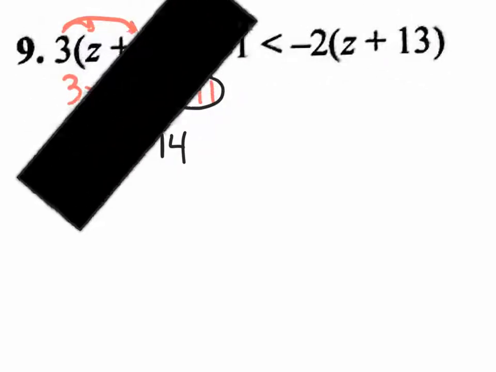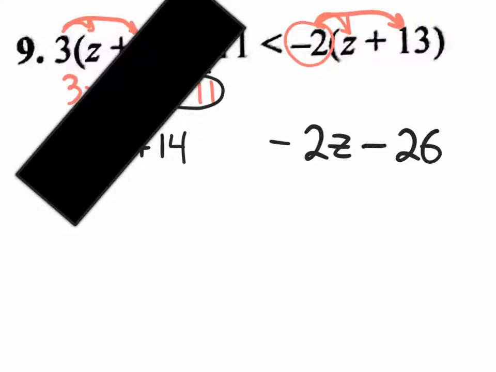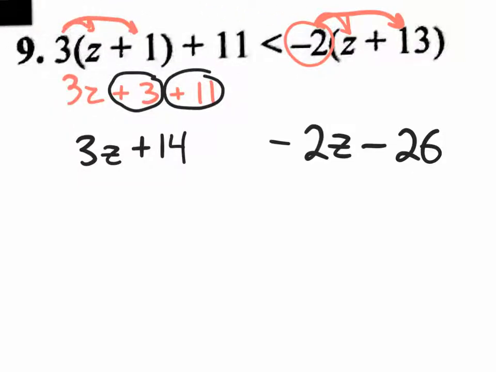So let me just forget about this for a little while, and let's simplify the right side. On the right side, when you distribute -2 times z, that gives you a -2z. And then -2 times +13, that's -26. So you're going to put -26. And ladies and gentlemen, now that we've simplified the left side and the right side and there's nothing else to simplify, we simply bring down that equal sign, but it's not an equal sign, it's actually an inequality sign. We're going to bring that down.